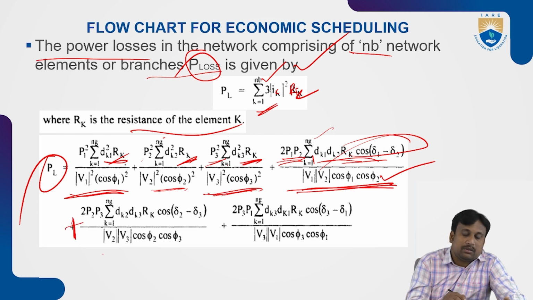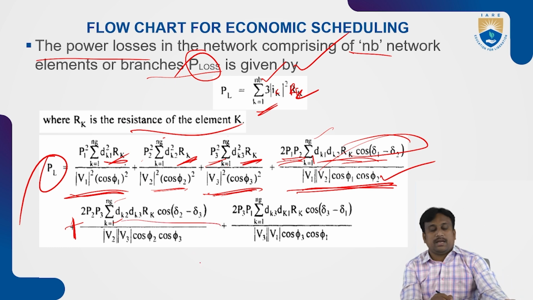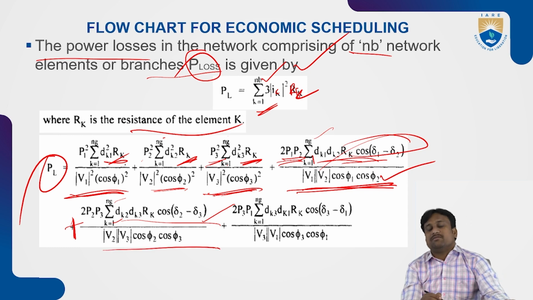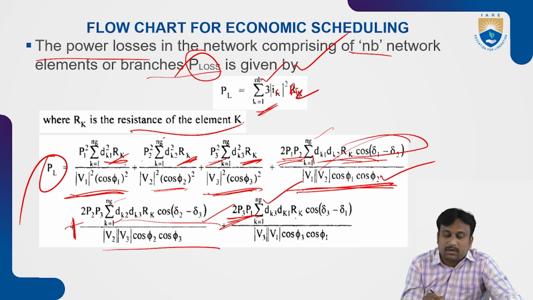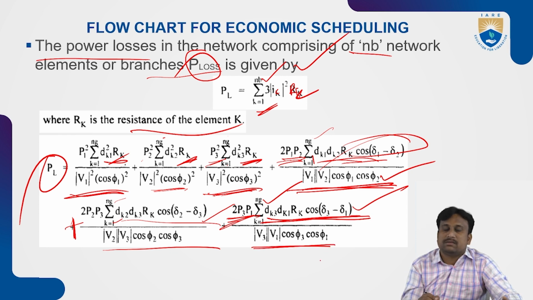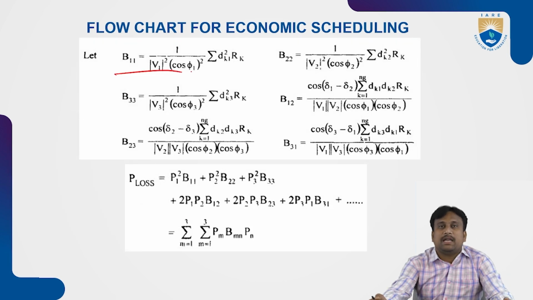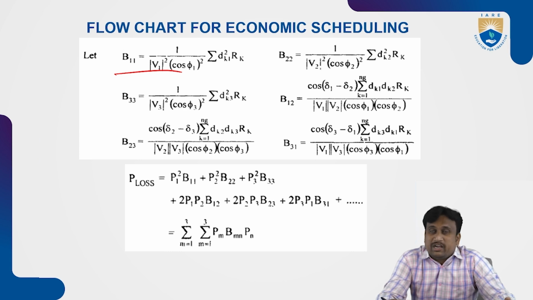Again it will be added to 2 P2 P3 sum k equals 1 to Ng dk2 dk3 Rk cos(delta 2 minus delta 3) by V2 V3 cos phi 2 cos phi 3, plus 2 P3 P1 sum k equals 1 to Ng dk3 dk1 Rk cos(delta 3 minus delta 1) by V3 V1 cos phi 3 cos phi 1. Now you should consider the loss coefficients B11 to B31.